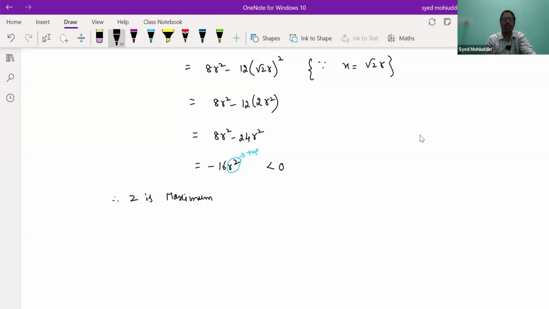Since x equals y, therefore the square has the maximum area. That's the required solution. Getting it?